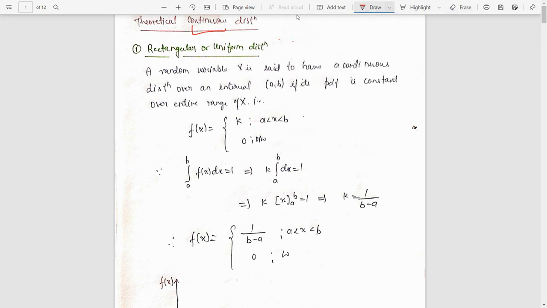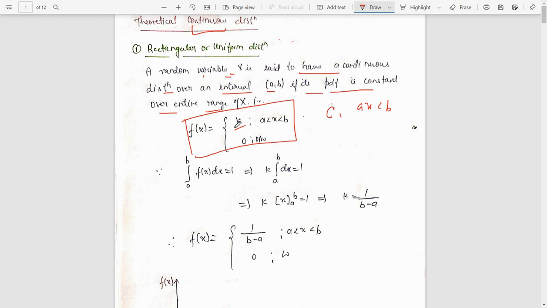Okay, so in continuous distributions we start with the rectangular distribution, also called the uniform distribution. A random variable X is said to have a continuous uniform distribution over an interval A to B if its PDF is constant over the entire range. So any rectangular or uniform distribution has a constant PDF. Let's say we are talking about the range A to B, and the PDF is a constant there, maybe C or maybe K. If you encounter this PDF somewhere, it is an example of a rectangular or uniform distribution.